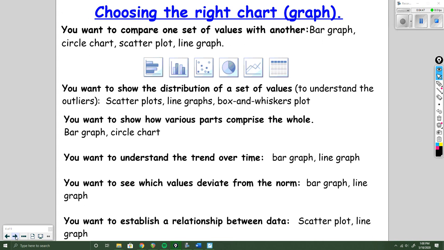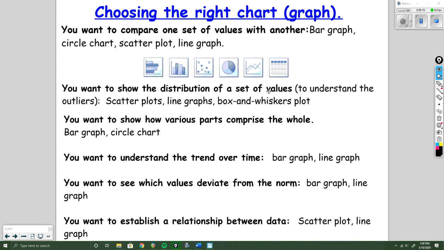So, choosing the right chart or graph. There's no hard and fast rule when choosing the right chart or graph, but in some cases, we can't choose a certain type of chart because of the data that we're dealing with. Or it wouldn't make sense to choose a type of chart or graph with the data that we have. If we want to compare one set of values with another, we can use a bar graph, circle chart, scatter plot, or line graph.